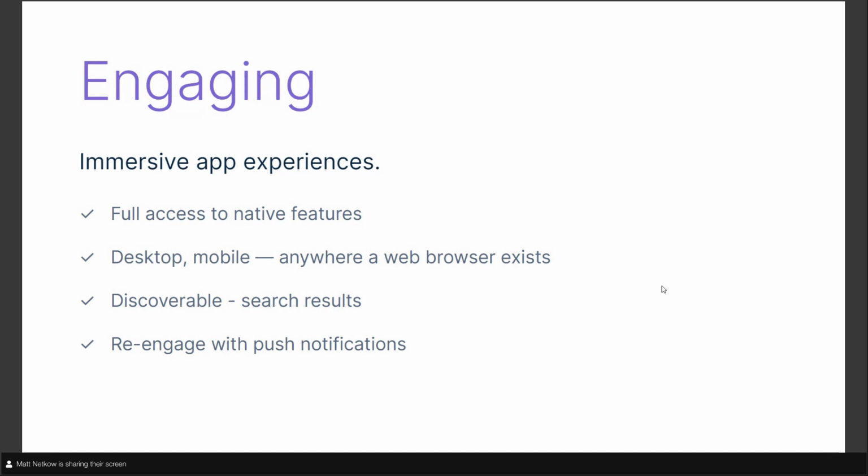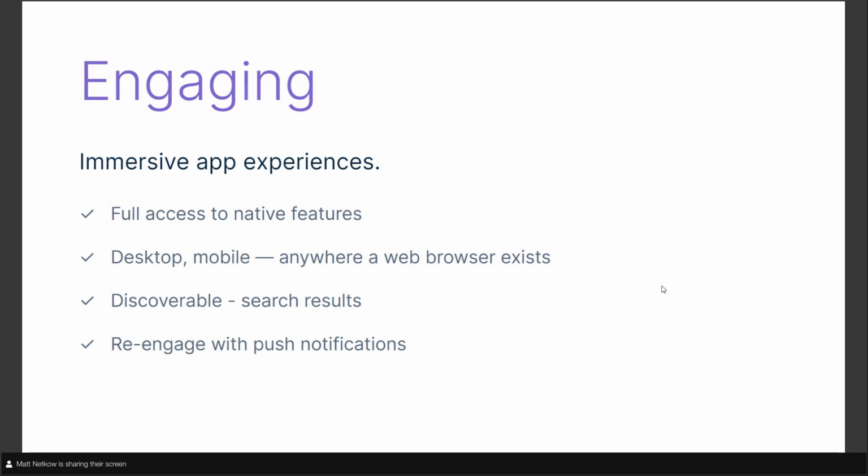The modern web has come such a long way over the past few years, and what this now allows us to do is gives us access to all the native features you pretty much could want, right? So that includes your camera, Bluetooth, geolocation, all different types of hardware sensors, things like that. Basically anything that a native app can do, you can do with a PWA.